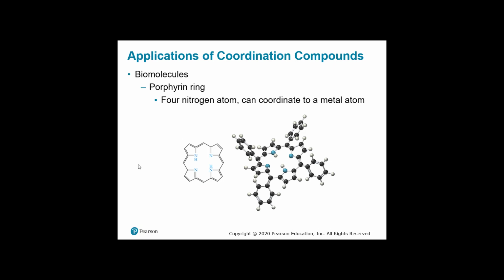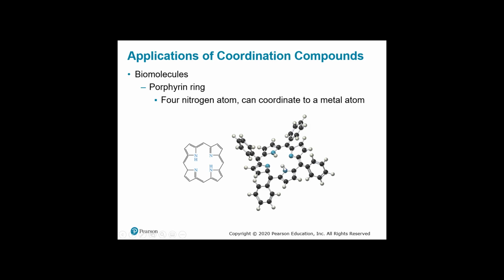We can also use them for biomolecules. A porphyrin ring, and there are different porphyrin rings, so they have different substituent groups connected around the outside. This one you can see, this porphyrin is square planar. We have the nitrogen, so you can see 4 nitrogens are attached, and it can coordinate and have that metal in the center right here.